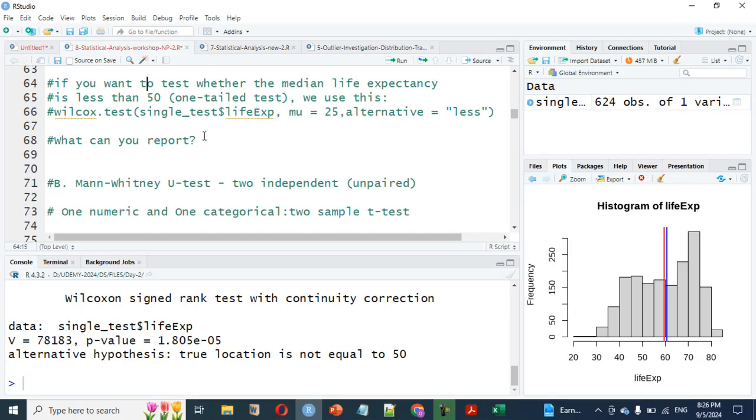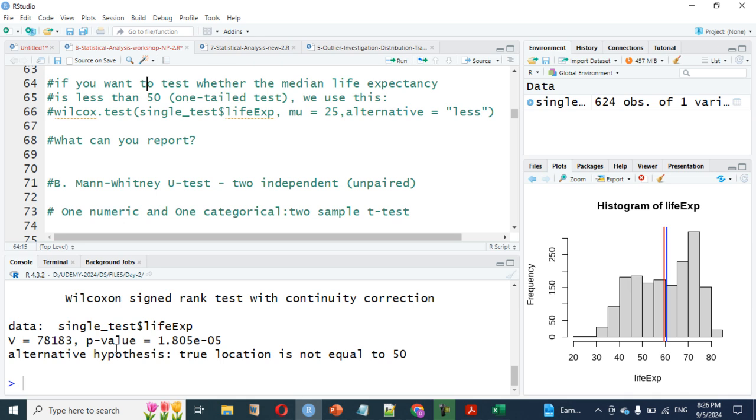So you can report further on this. By rejecting the null hypothesis, we can conclude that the median life expectancy in Africa is not equal to 50. That is what it means.